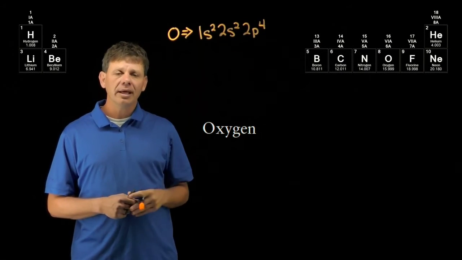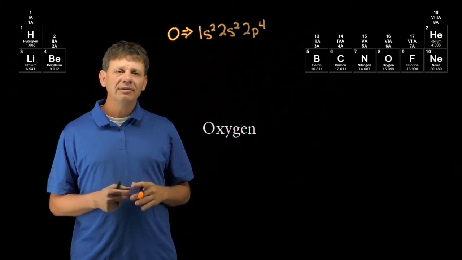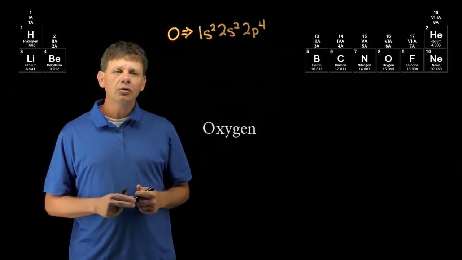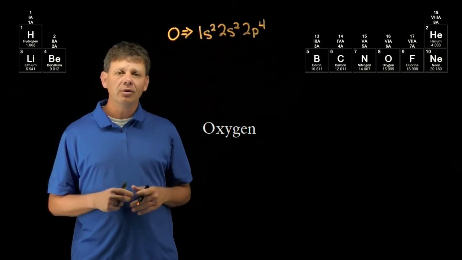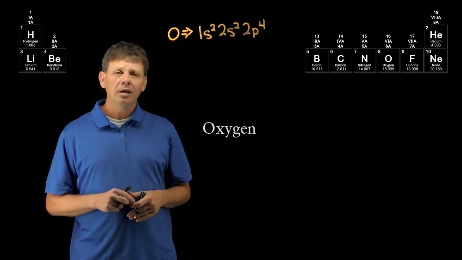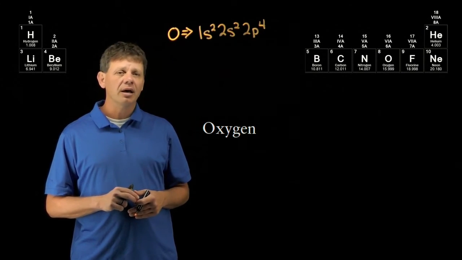Being only 2 electrons away from neon, it makes sense that oxygen can pick up 2 electrons to have a filled valence shell and therefore achieve the noble gas configuration of neon.